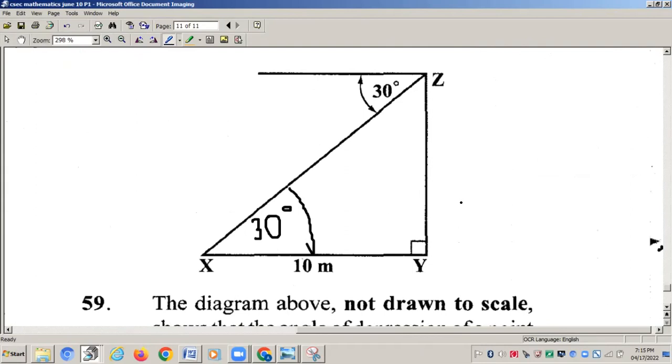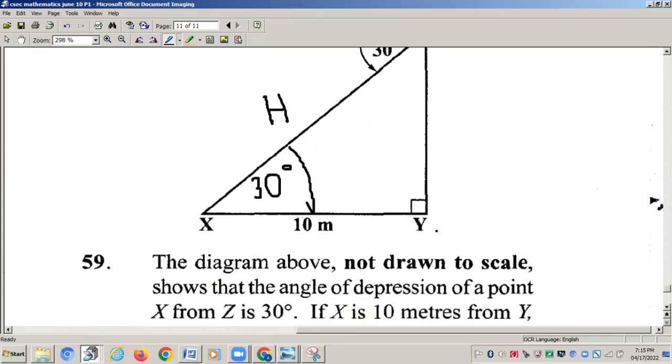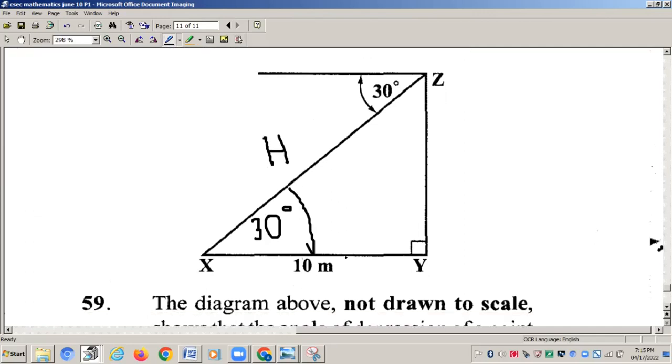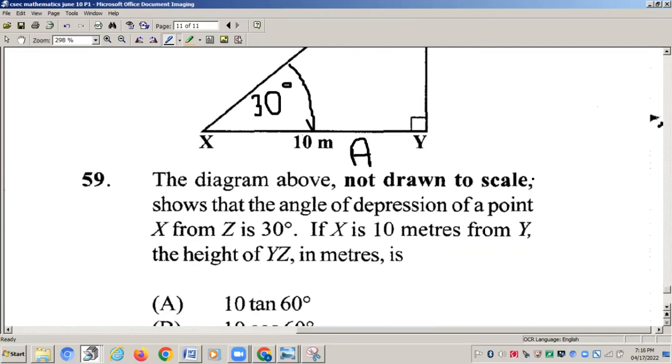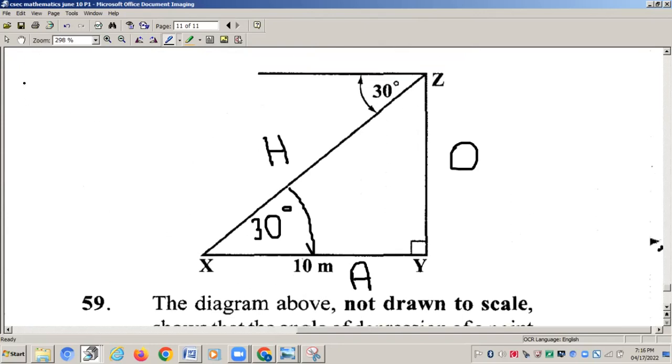Which side is the hypotenuse? ZX. Which side is the adjacent? XY. You see, anyhow you mix this up. Remember now, the adjacent is always beside the reference angle and the right angle. And therefore the last one must be the opposite. The question says, what is the height? YZ.